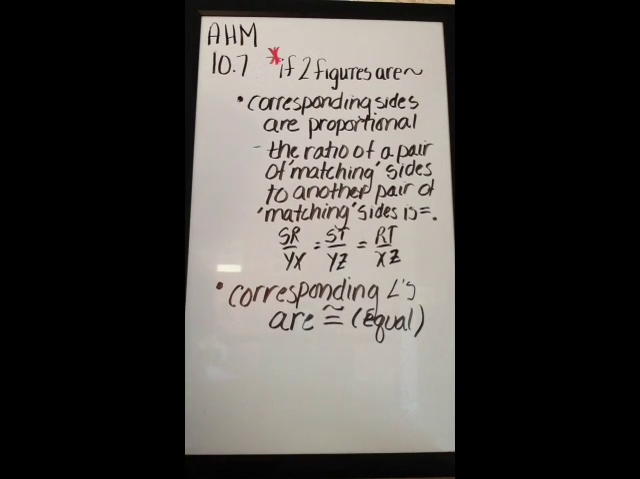An important fact about similar figures is that if two figures are similar, their corresponding sides are proportional and their corresponding angles are congruent, or equal. What do I mean by this? Corresponding sides are proportional means that the ratio of a pair of matching sides is equal to the ratio of another pair of matching sides. So in our previous example, SR was matched with ZX. That ratio would be equal to the matching pair of ST and ZY, and also RT and XY. Very important fact, which you will remember, right?